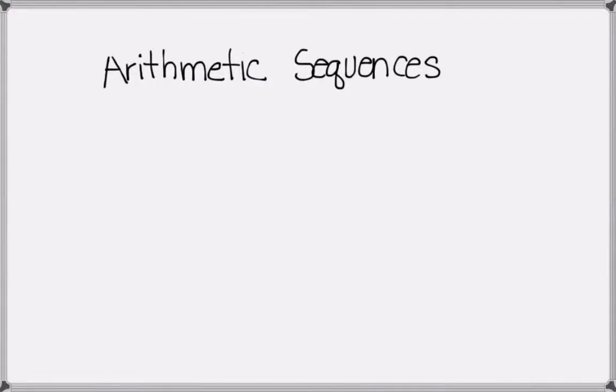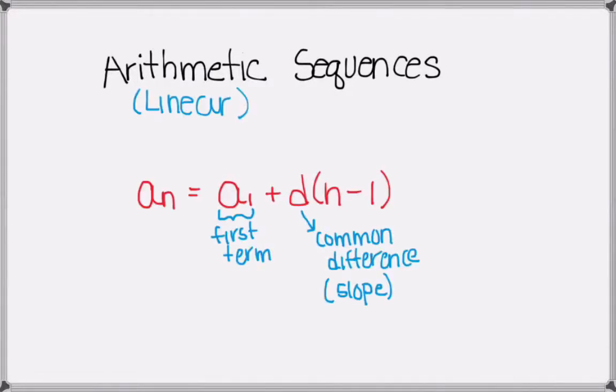In this video, I'm going to go over arithmetic sequences. An arithmetic sequence is similar to a linear equation, except that the domain is only natural numbers. The general term of an arithmetic sequence can be written as a sub n is equal to a sub 1, which is the first term, plus d, which is similar to the slope, times n minus 1.